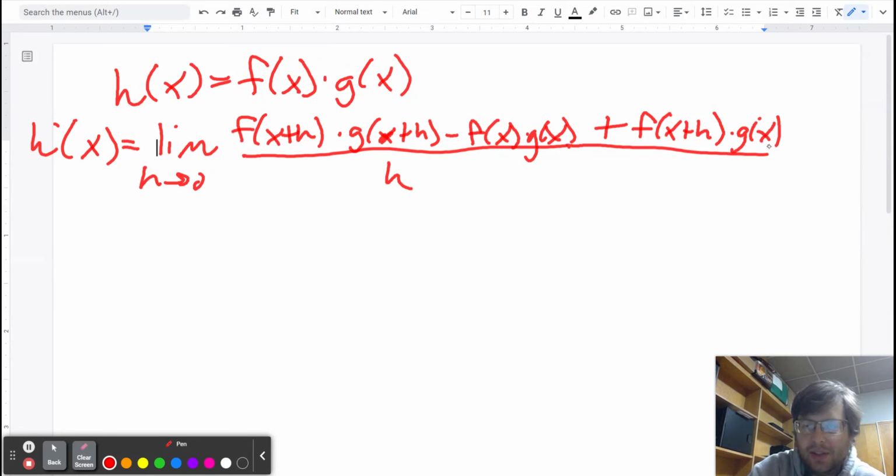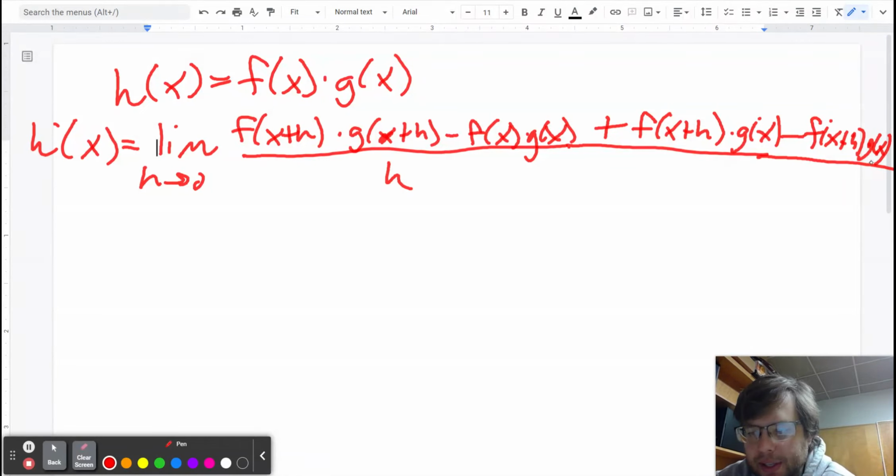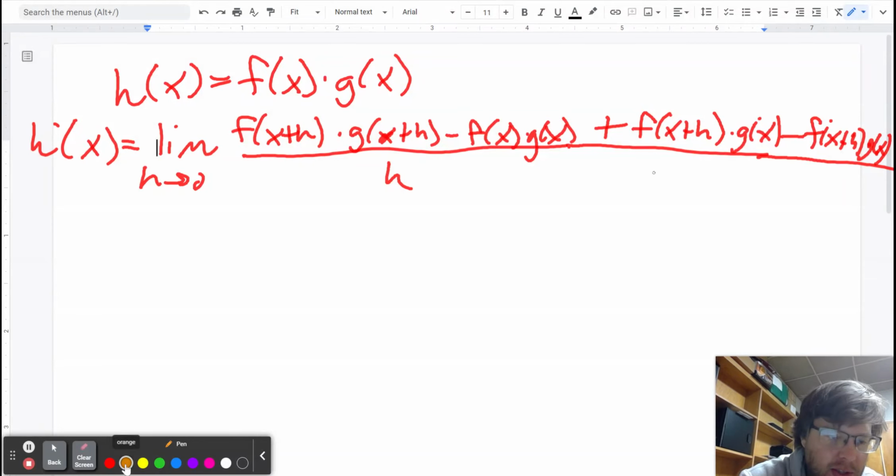But I can't just add something out of the blue. I have to also balance out what I just added, f of x plus h times g of x. So I'm allowed to do that because all I really did was add a very silly version of the number 0. See how that's all 0 right there? So I didn't change the value of the expression at all.